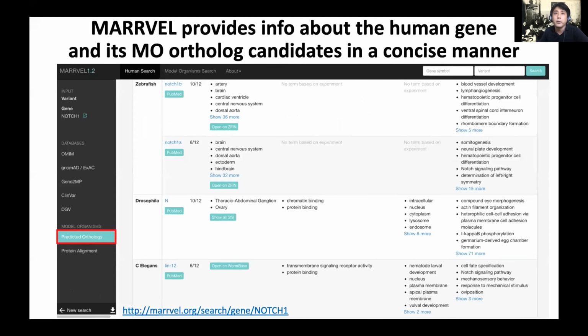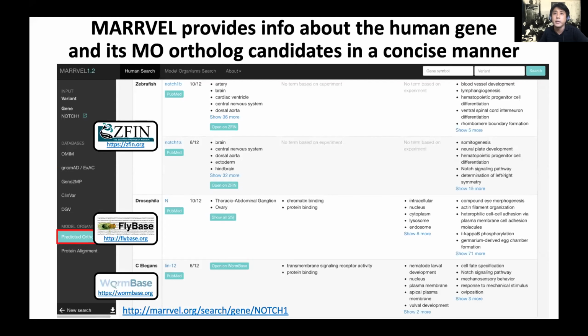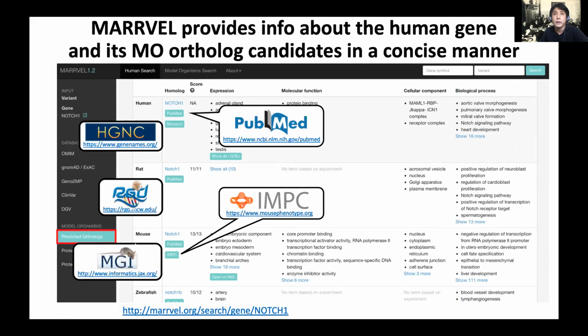If you scroll down, you'll see a table that lists human gene and model organism orthologs in mouse, rat, zebrafish, Drosophila, C. elegans, budding and fission yeast, and their known expression patterns and their gene ontology terms that are based on direct experimental evidence performed in each species. The data that we display here are extracted from model organism databases such as MGI, RGD, ZFIN, FlyBase, WormBase, SGD, and PomBase. And hyperlinks to additional resources such as IMPC and PubMed are also provided here.